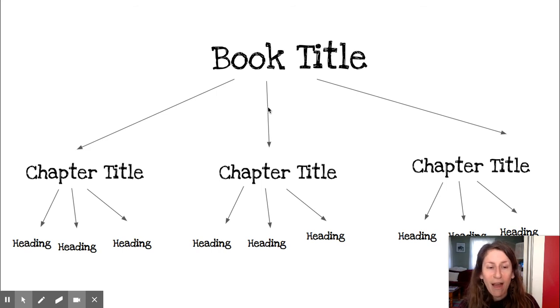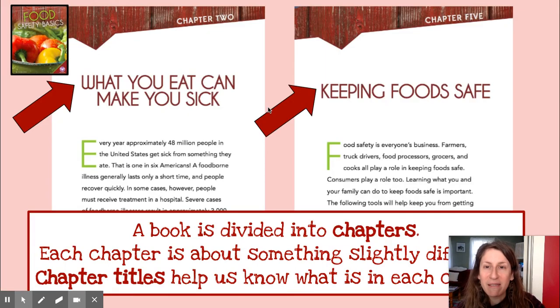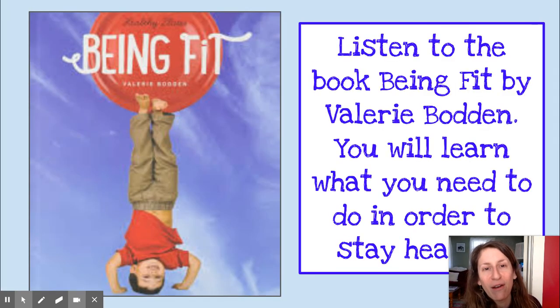Okay, now you're not going to read about food safety basics because this was a long book with a lot of information. But I did want to show you what chapter titles and headings looked like. You're going to read a book called Being Fit, and you're going to learn about all the ways to stay healthy.